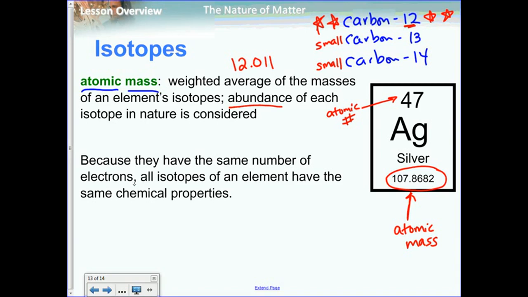Another thing to remember, here's our key concept again, is that all atoms of an element have the same number of electrons, and electrons determine how an atom reacts. So therefore, because they have the same number of electrons, all of the isotopes have the same chemical properties.